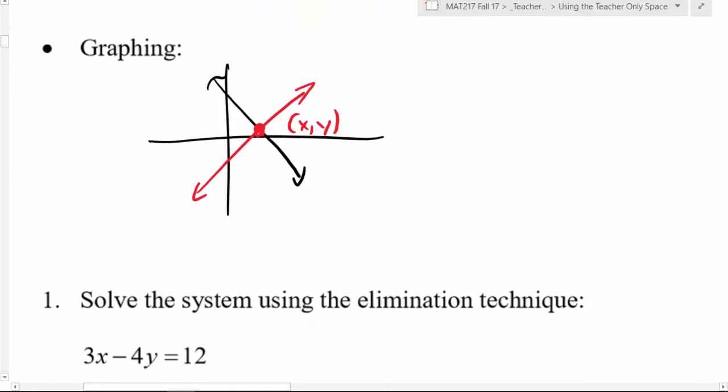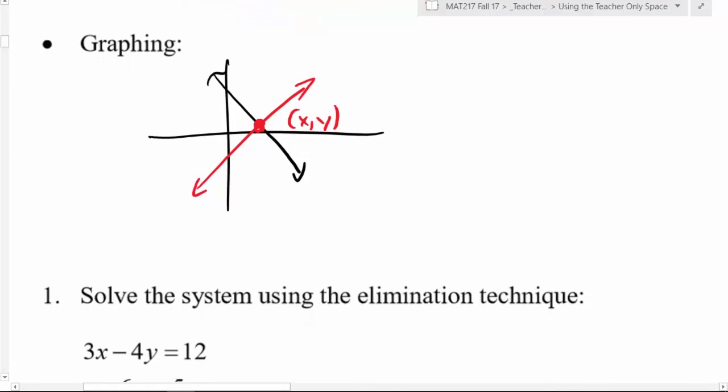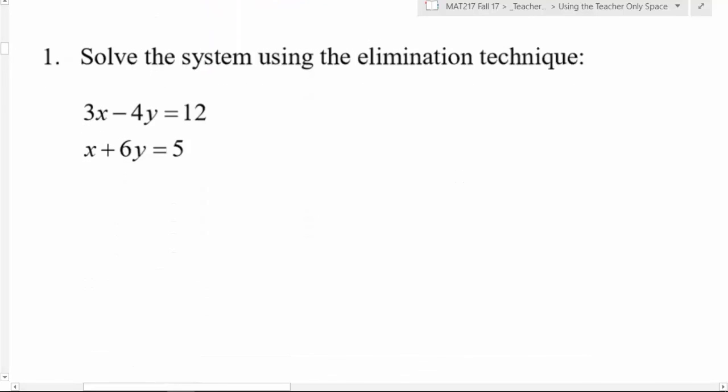Okay, so in the next video, that's the big theory. So in the next video, we're just going to go ahead and do some. So we're going to do elimination technique and substitution technique and so on and so forth.